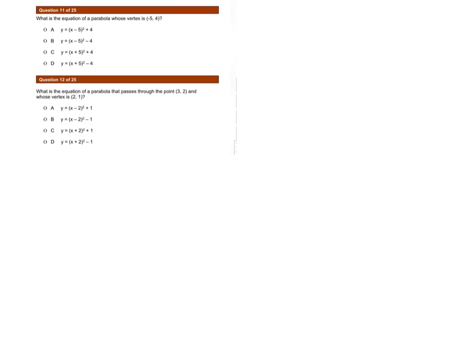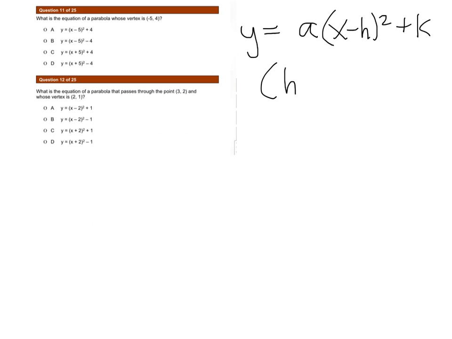Problem 11. What is the equation of a parabola whose vertex is negative 5, 4? Well, we know the vertex form is y equals a times (x minus h) squared plus k, and the vertex is (h, k). Well, this problem says that the vertex is negative 5, positive 4. So we would substitute these into the original equation.